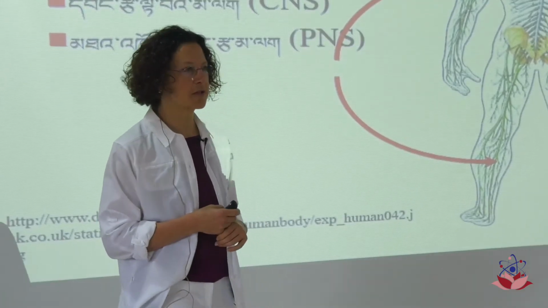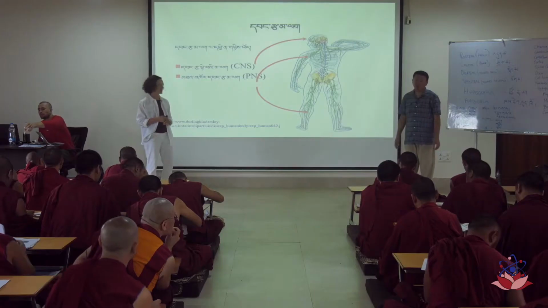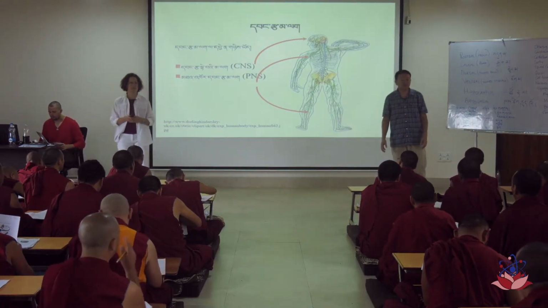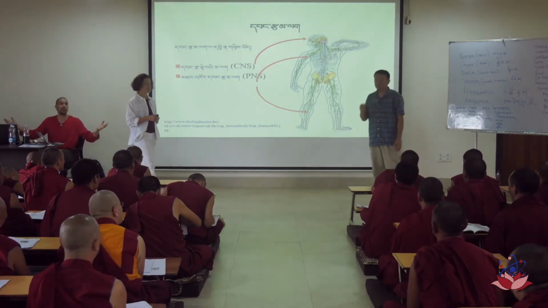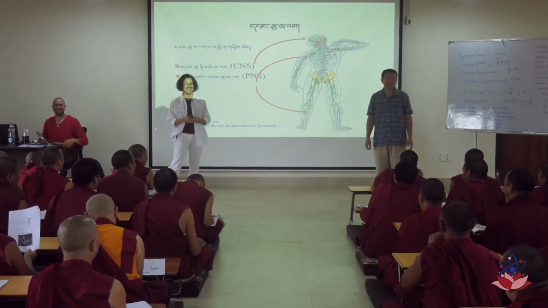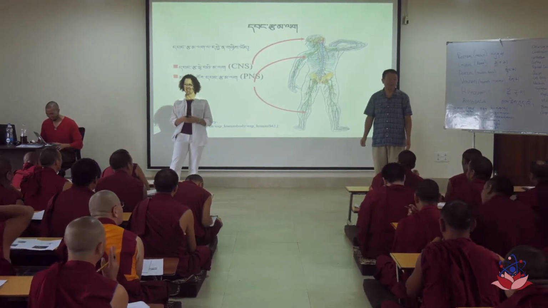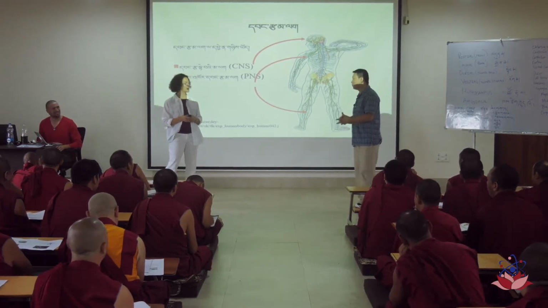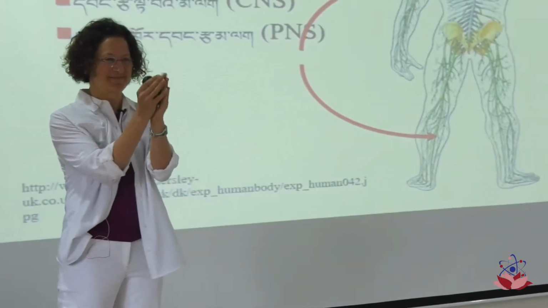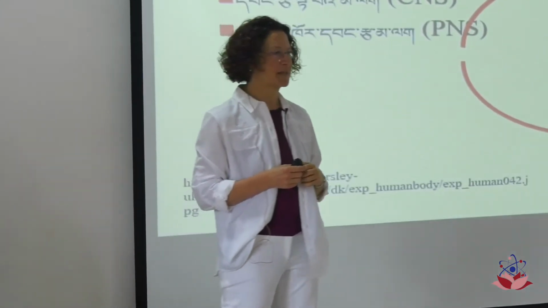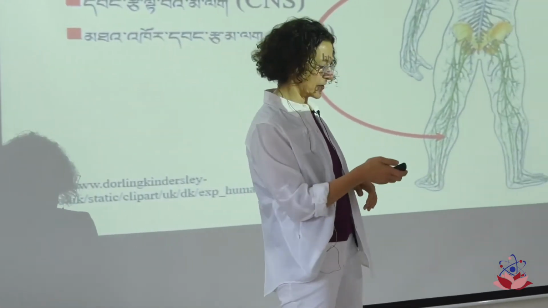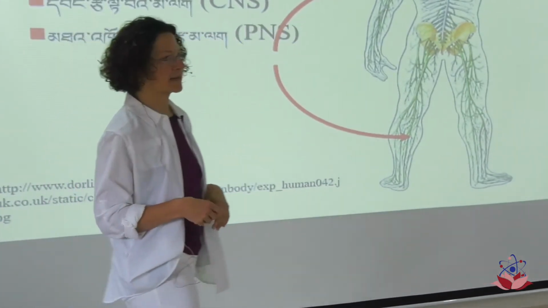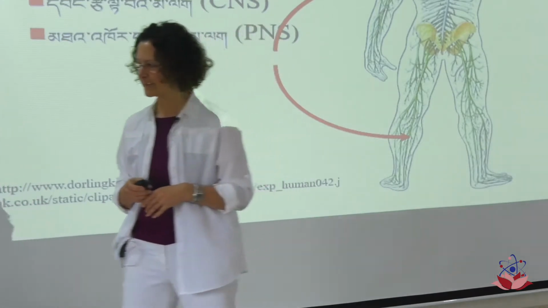What are the main structures that make up the central nervous system? Brain. Spinal cord, okay. So the brain and spinal cord make up the central nervous system, and the peripheral nervous system is made up of all the nerves that come out and extend to various parts and organs of your body.